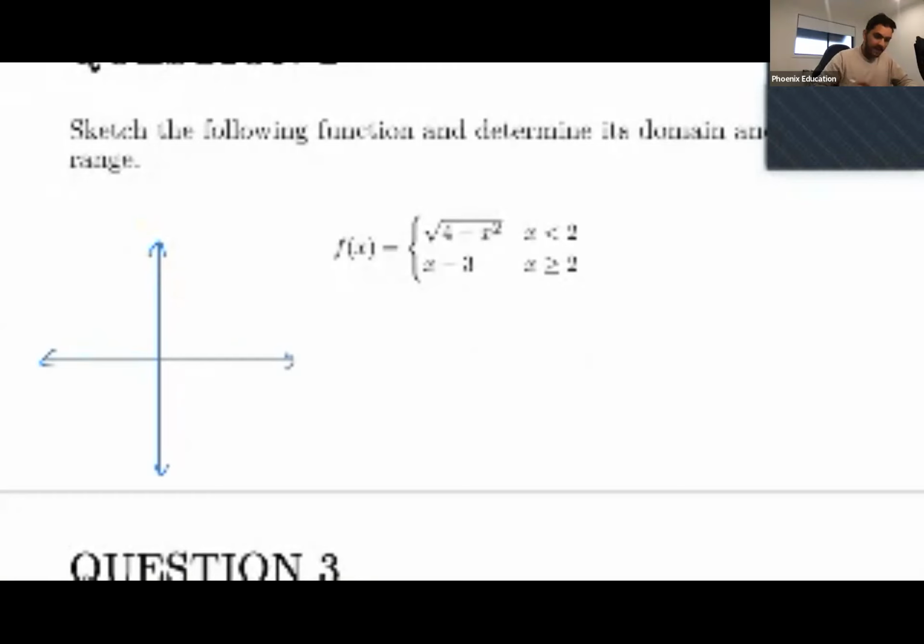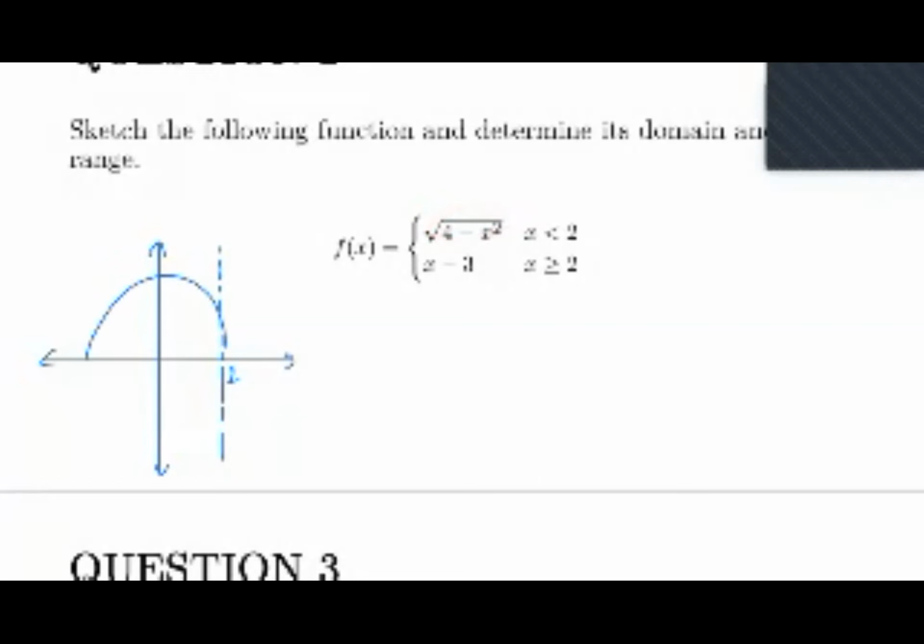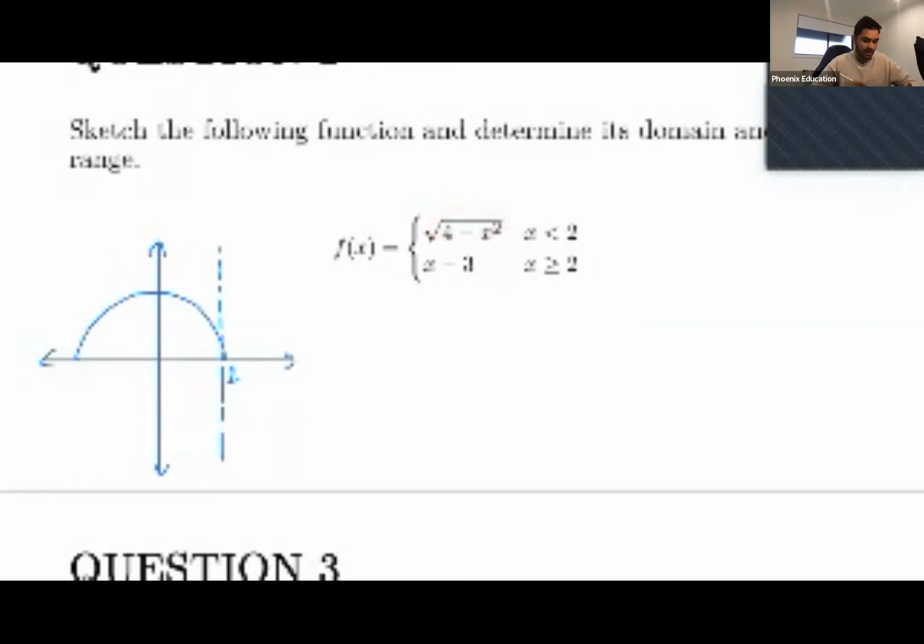Okay, so with a piecewise function, you've always got a boundary. In this case, the boundary is at x is equal to 2. Let's just draw this in. We'll get rid of this dotted line afterwards, but it's just for us to think about the boundary. Now, on the left-hand side of the boundary, for values less than 2, we have this semicircle graph. If we were to just draw in this semicircle graph, it will look like this, okay?